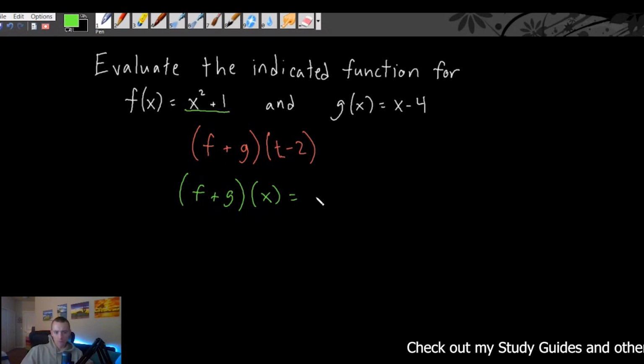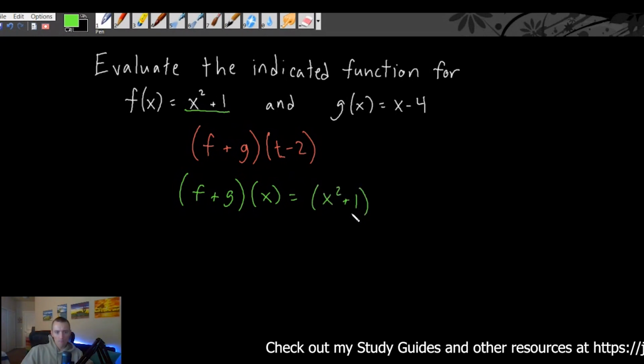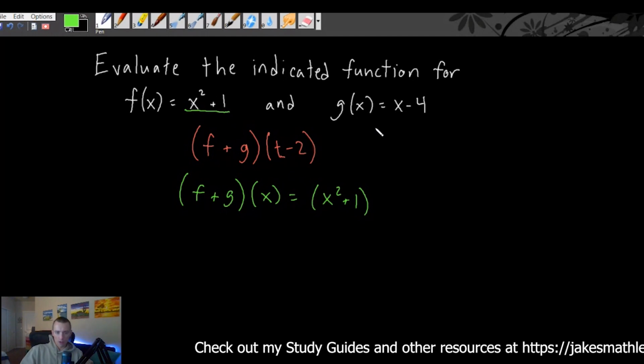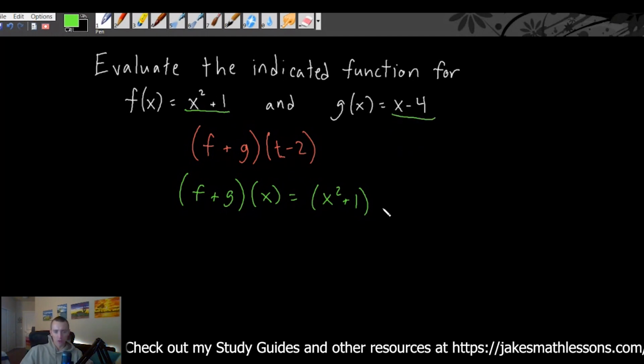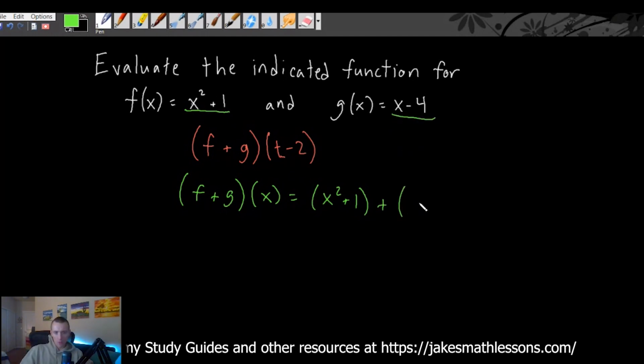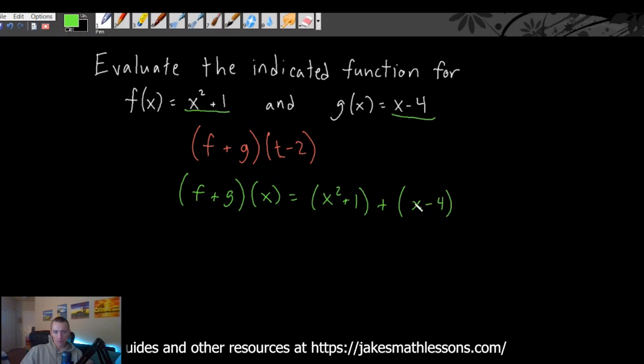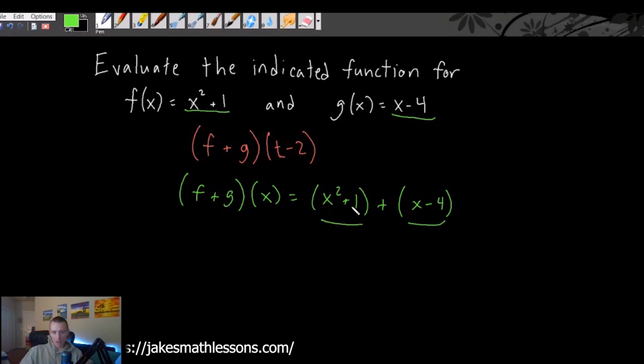So to do this, all we have to do is take our function f, which is x squared plus 1. We're going to put it in parentheses, x squared plus 1. And then we're going to say plus whatever our function g is, which is x minus 4. And again, put it all in parentheses, x minus 4 in parentheses, f plus g. So we're going to add those together. Here's our f, here's our g. F plus g is going to look like this.